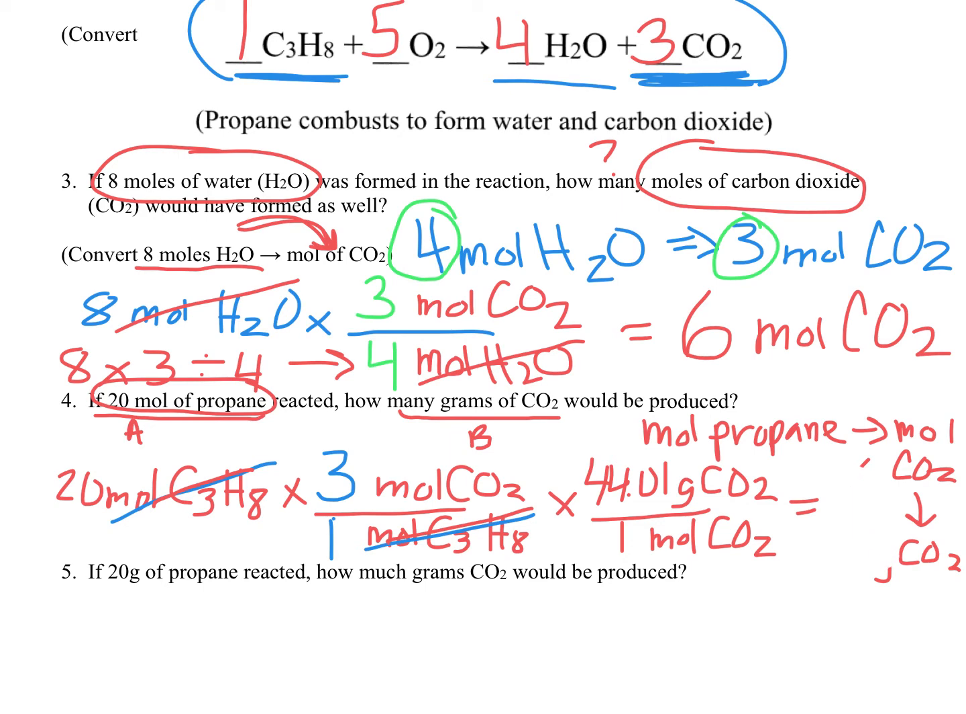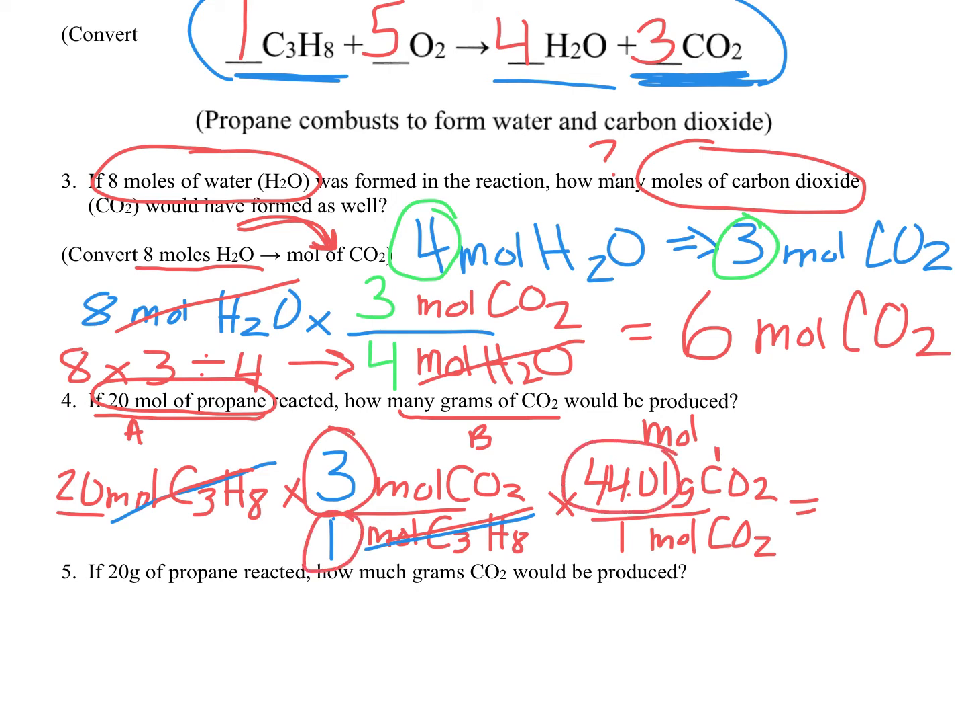And now that I have that, let me make room for my answer. I'm going to plug that into my calculator. So let's do that. It's going to be 20 times 3 divided by 1 times 44.01 divided by 1. Remember, you always multiply by the top, divide by the bottom. But what you end up getting is 2,640.6 grams of carbon dioxide.